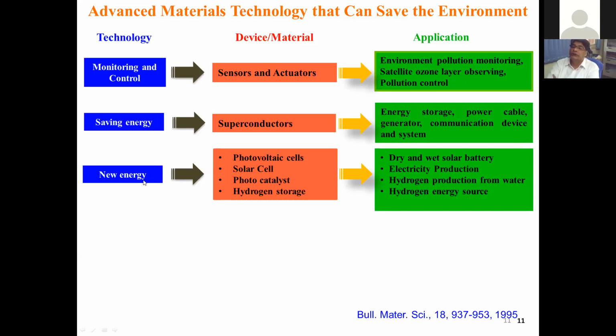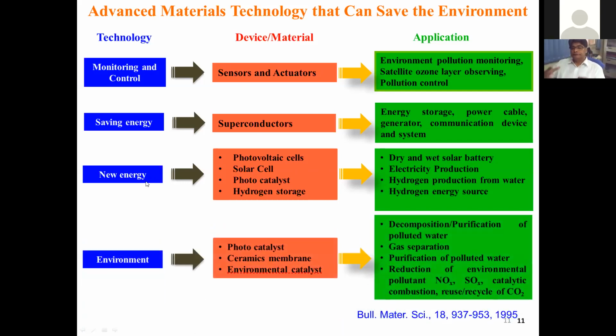Then you have the new energies. In the new energies, as I mentioned in the previous slide, we have photovoltaic cells, solar cells, photocatalysts, and hydrogen storage. They will be used where? For dry and wet solar batteries, electricity production, hydrogen production from water, and hydrogen energy sources. So we have monitoring and control, saving energy, new energy, and the last one is environment-related technology.